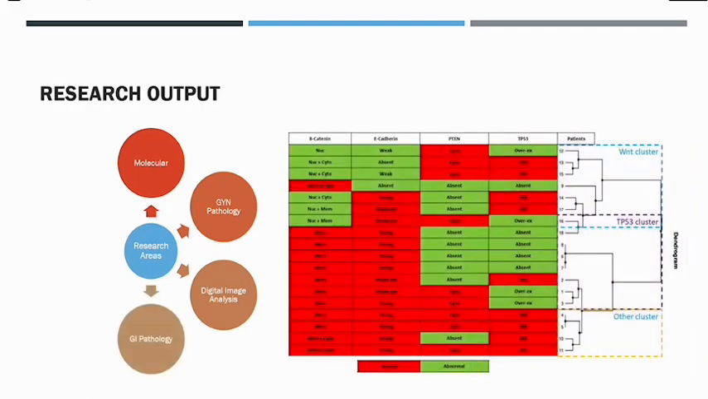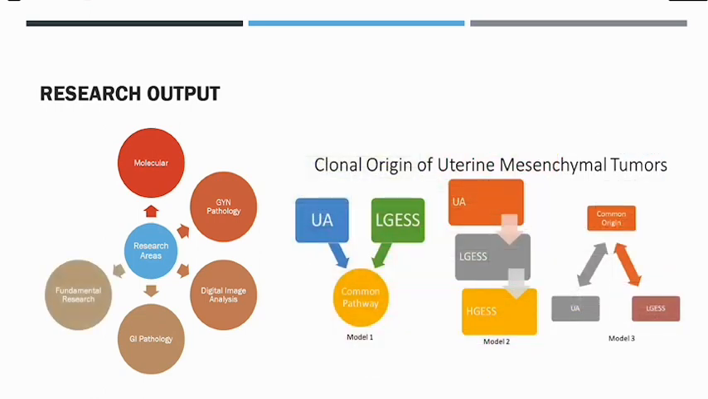And this is some hard data fresh from the oven that came out yesterday. HCC, cryptogenic HCC in the elderly, looking at the molecular profiles of the tumors, working on this project with Dr. Ade. Thanks to him for giving me the opportunity, and we're still working on this. I have also done some fundamental research about the clonal origin of uterine mesenchymal tumors, uterine adenosarcoma, and low-grade endometrial stromal sarcoma, to see if they have a common clonal origin or a divergent origin and then come through a common pathway in the end.